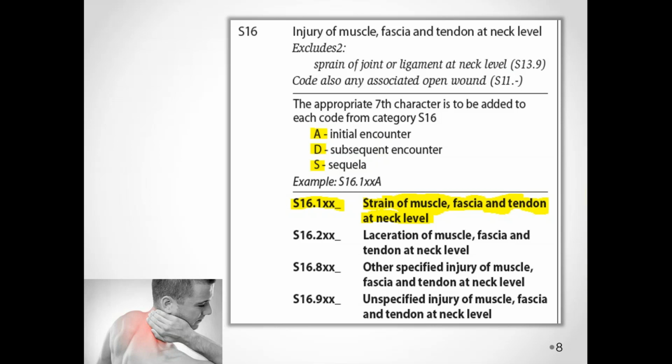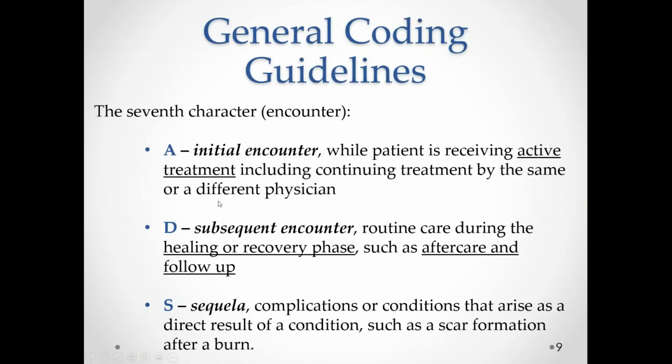So I just looked up the code here for strain of muscle, fascia, and tendon at the neck level. It's S16.1 XX, and then you get to choose a 7th character. It's either going to be A or D or S, and you have to know what these mean. I was working with an audit client just a few days ago, and they thought that you should put the A down for the first visit and the D down for every other visit because it's subsequent encounter, right? That sounds right. Well, I need to go over some guidelines with you guys to make sure you understand what you should be doing here.